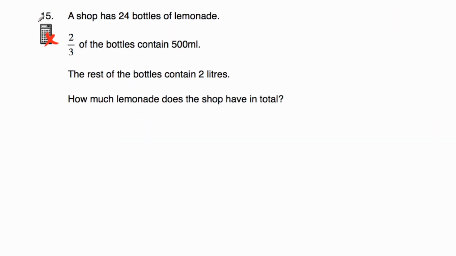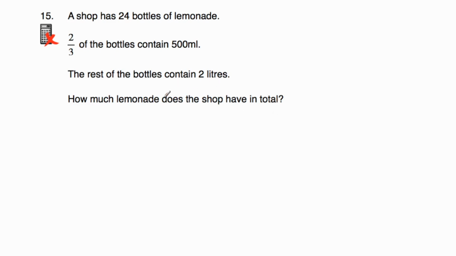Okay, let's have a look at our next question, question number 15. So question number 15 says, a shop has got 24 bottles of lemonade and 2/3 of the bottles contain 500 mils. So that's 500 millilitres. They may be the smaller bottles of lemonade. And then the rest of the bottles contain 2 litres, so perhaps the larger bottles of lemonade. And the question says, how much lemonade does the shop have in total?